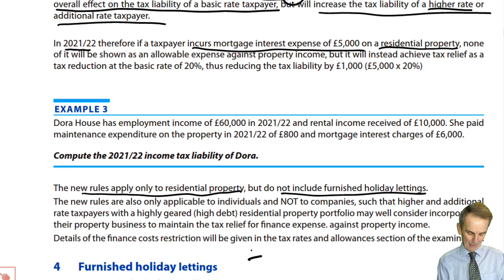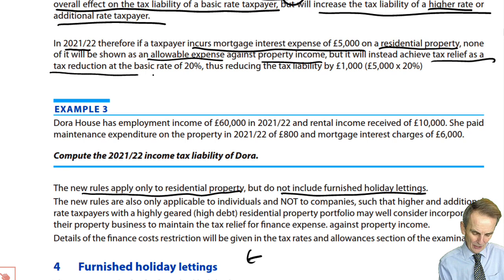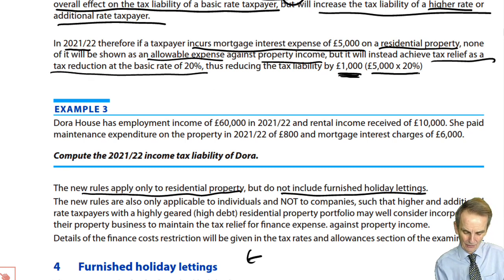You can just see it creeping in at the bottom here, furnished holiday letting. We'll deal with that after this particular issue of finance expense, but the rules do not include furnished holiday lettings. It's residential property to which it applies. None of it will show as an allowable expense against property income, but it will instead achieve tax reduction at the base rate of 20%, i.e. £1,000, £5,000 at 20% there.